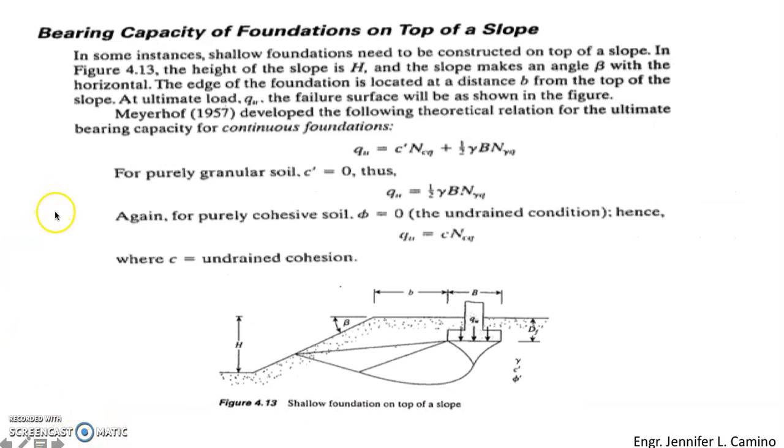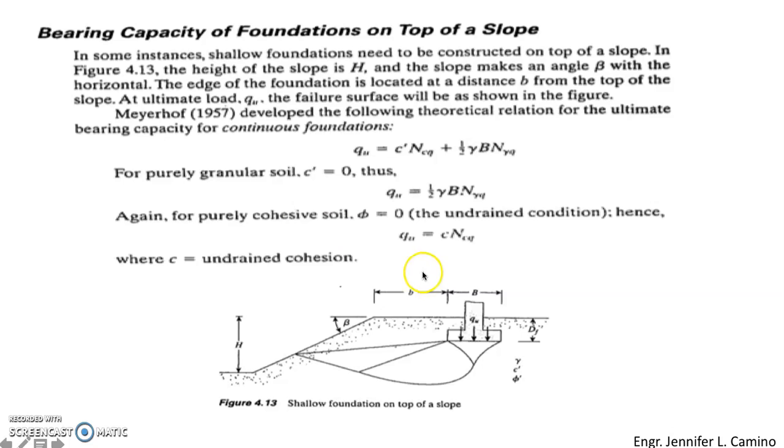So we move on now to bearing capacity of foundation on top of a slope. So there would be cases wherein we're going to construct a foundation on top of the slope or on the slope itself. In some instances, shallow foundations need to be constructed on top of a slope. This is an illustration for a foundation that is constructed on top of the slope. So this is the sloping area. We construct the foundation on this portion, and it is being classified as a foundation on top of a slope.